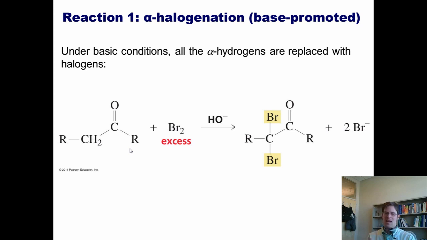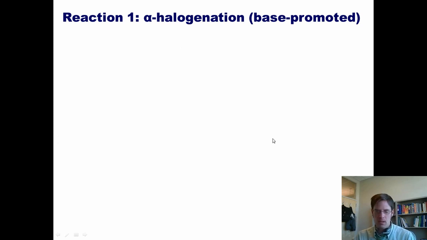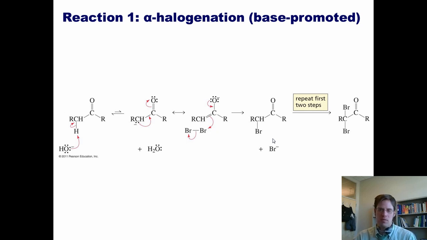Consequently, you can't run a single monohalogenation at the alpha position under basic conditions. If you want to add a single halogen atom at the alpha position, you have to do it under acidic conditions. Because if you do it under basic conditions, you will completely replace all of the hydrogens on the alpha carbon with halogen atoms. Here is the mechanism of that reaction. I won't address it with excruciating detail, but will instead allow you to look at it for yourselves.